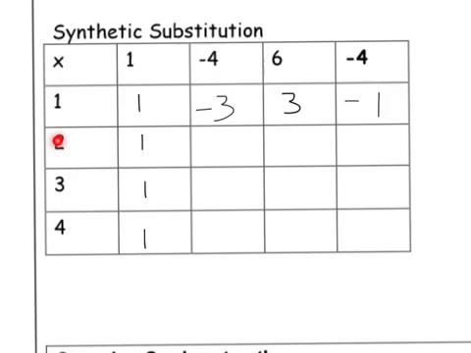Let's try the 2. 1 times 2 is 2. Add to negative 4, that's negative 2. 2 times negative 2 is negative 4. Added to 6, that's 2. 2 times 2 is 4. Added to negative 4, that's 0. We found it. We don't even have to keep going from here.